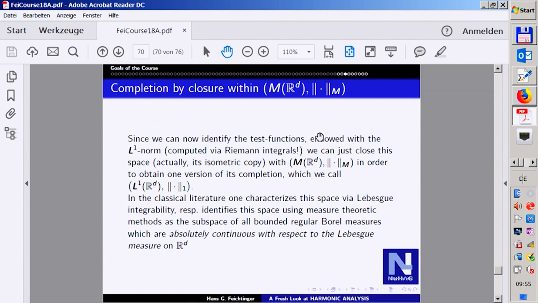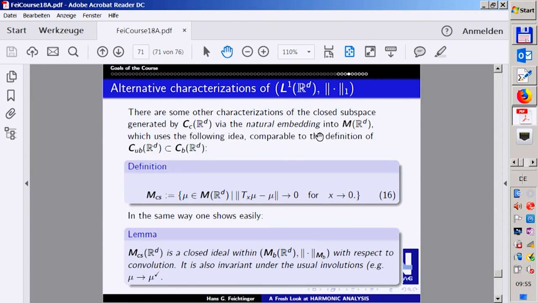And then when I found this result, I said, oh, that's what we know. L1 is exactly the subspace of all the measures which have continuous shift. So that's, so to say, the last part of what I want to do before the break: how can we characterize this set of absolutely continuous measures as a set of measures, or now in our context.